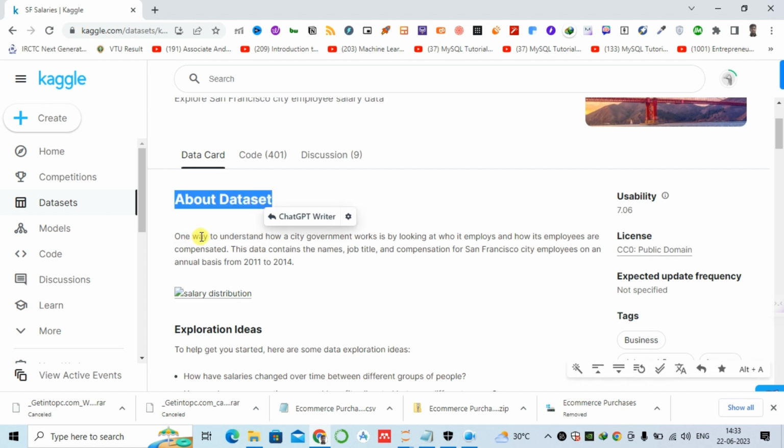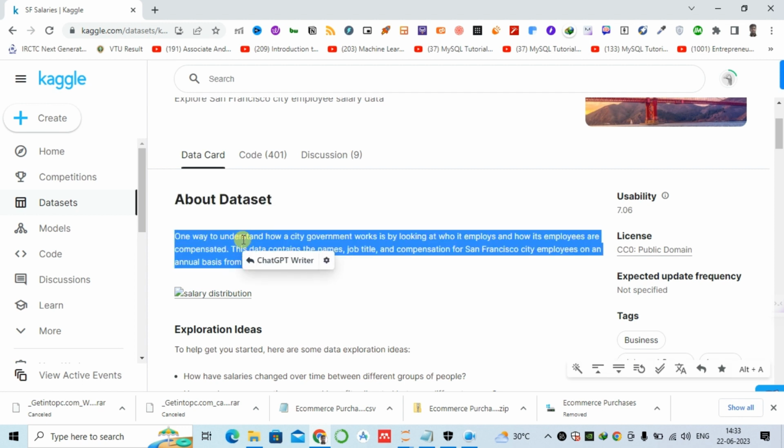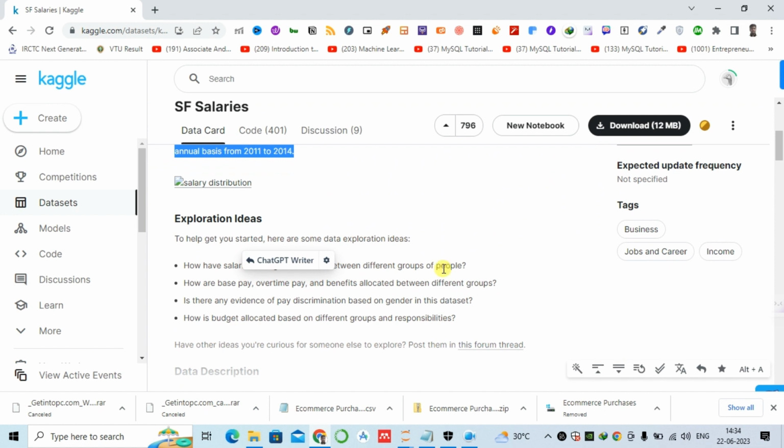One way to understand how the city government works is by looking at who it employs and how the employees are compensated. Suppose you are in this dataset, you will understand how the employees are getting salary and how much hikes they are getting over a period of time. You will get an exploration idea of how salaries change over a period of time and across different groups of people.